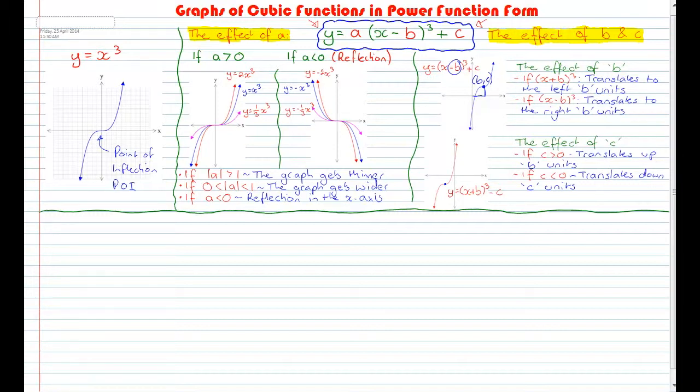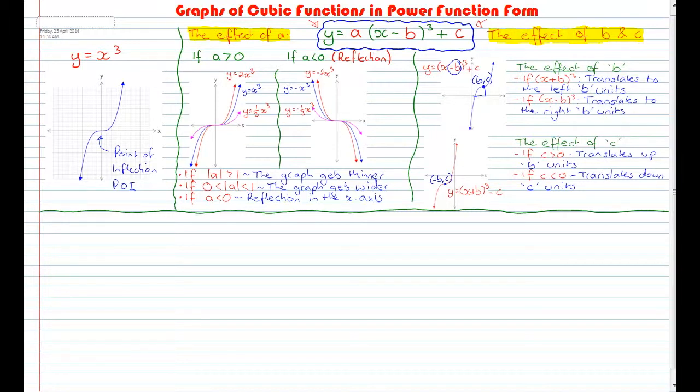Having a look at the graph over here, we've got (x plus b) cubed minus c. So the plus b means it moves across in the negative direction through b units, and negative c means it moves down c units. So this here is (negative b, negative c).